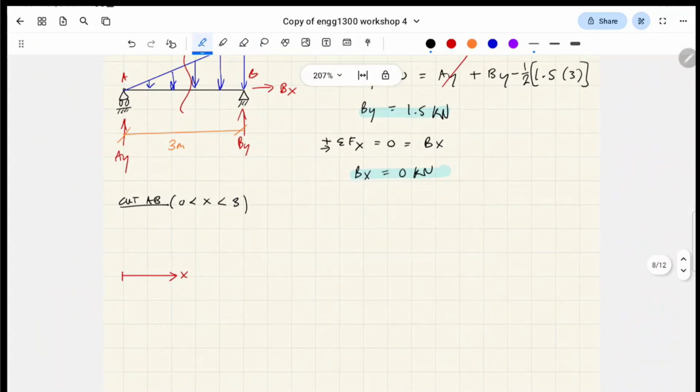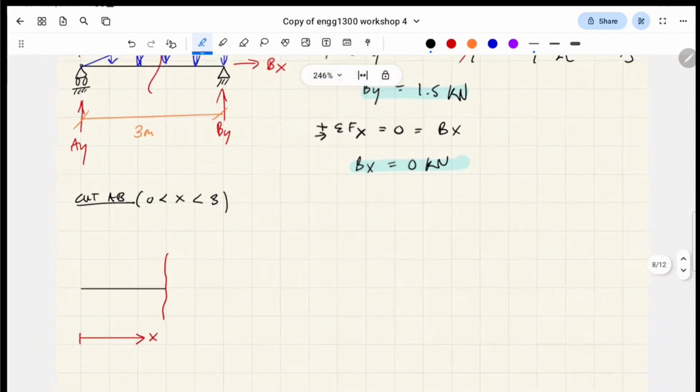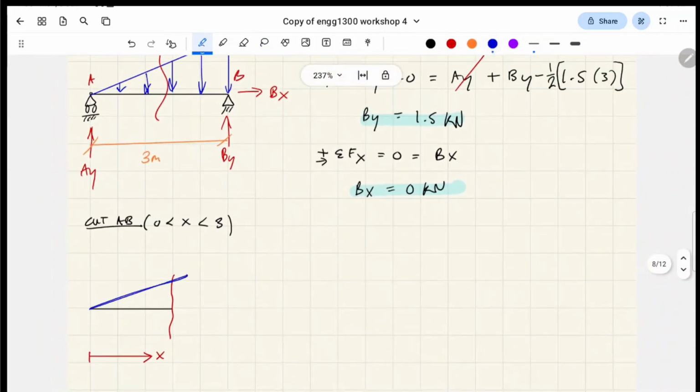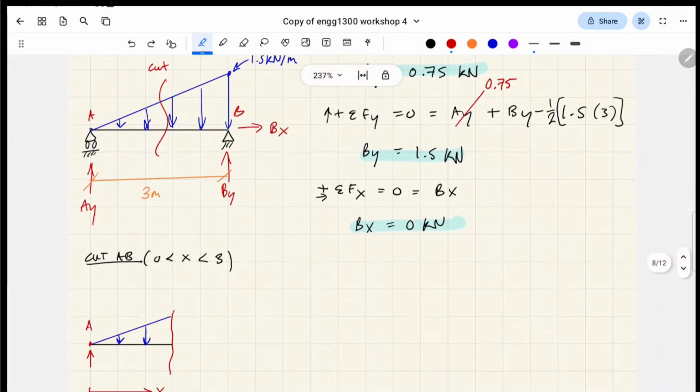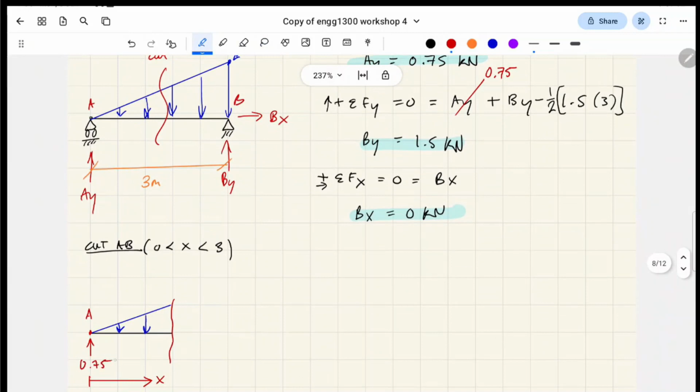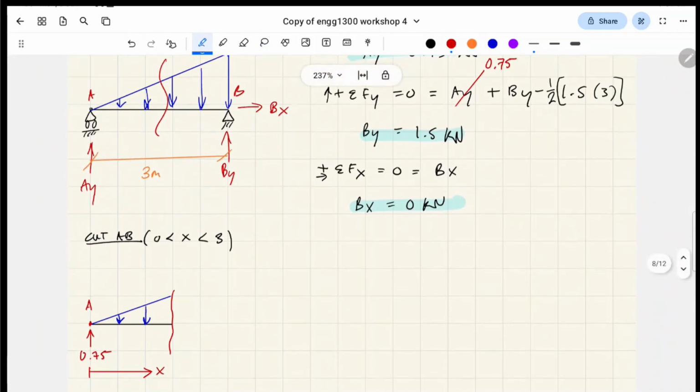Okay, so what I'm going to do is redraw this beam with the cut, and here's the distributed load. We're on the left-hand side of the beam. That's point A there, and A_y was 0.75, so this is going to be 0.75 here.